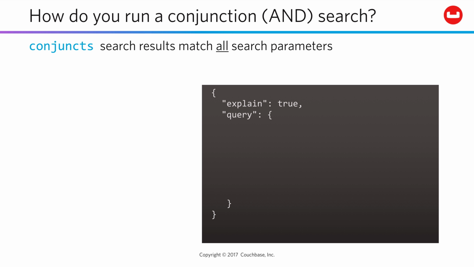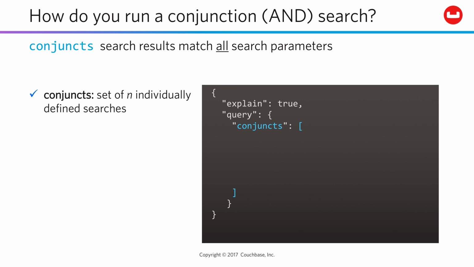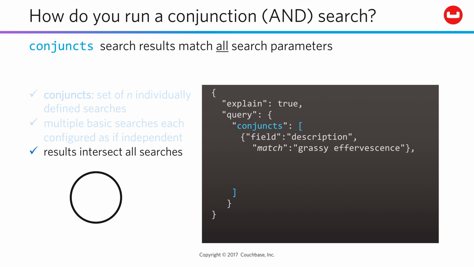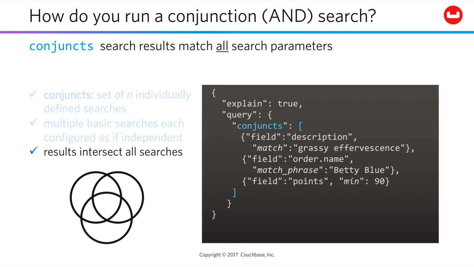With compound queries, you are assigning an array of individual queries, then defining their relationship. If you want terms to match all queries in the set, you assign this array to the conjuncts field name as your query type. The array contains one or more other queries, each configured as we've already seen, as though it were an independent query. The results will be those values at the intersection of all the searches you define for the set: one, and the next, and the next.